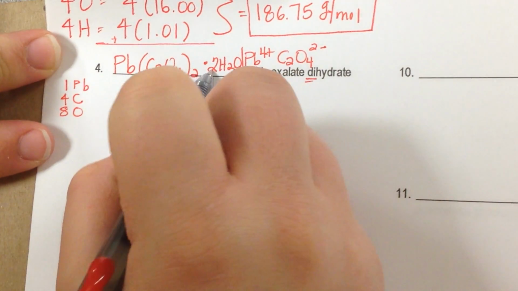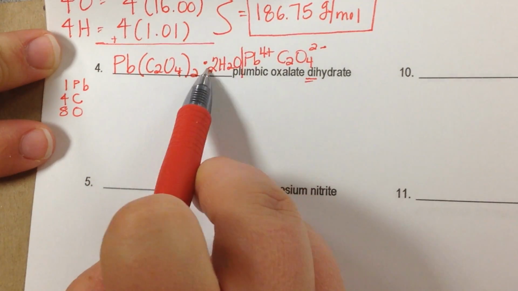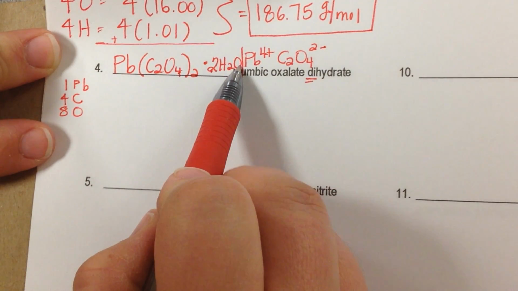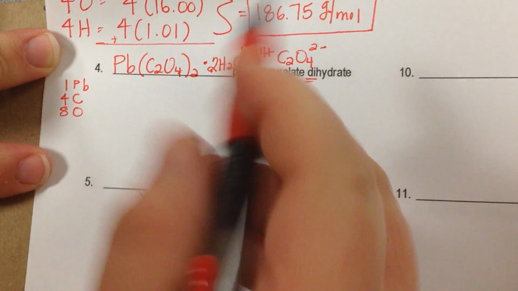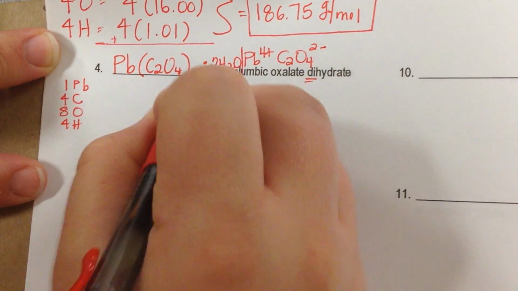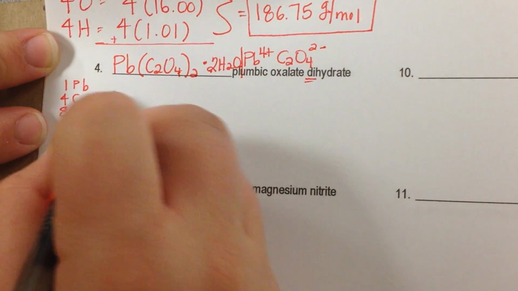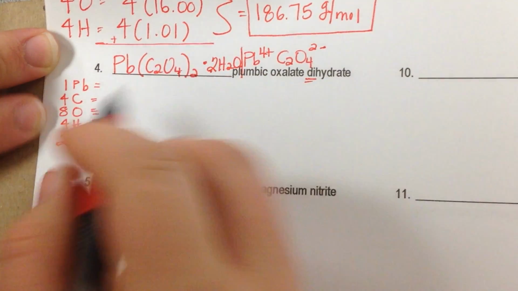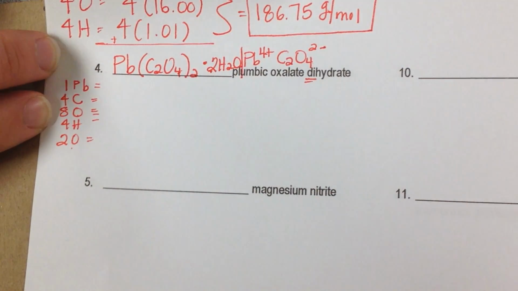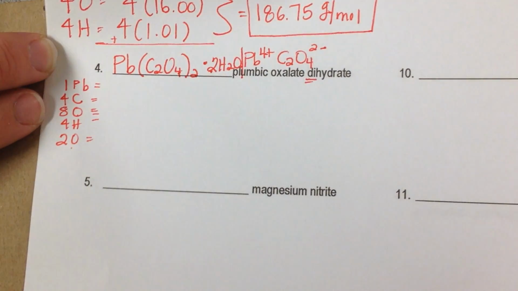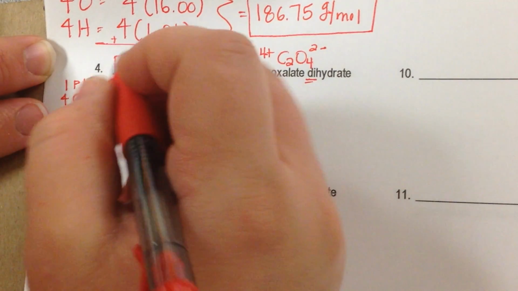The water, the 2 in front, will be multiplied to everything behind it. So 2 waters represents 2 times 2 hydrogens, which is 4. 2 times 1 oxygen, which is 2. Now, some people like to go ahead and combine total number of oxygens. You can do that if you want. I just do them separate, read them left to right. It's the easiest thing for me.